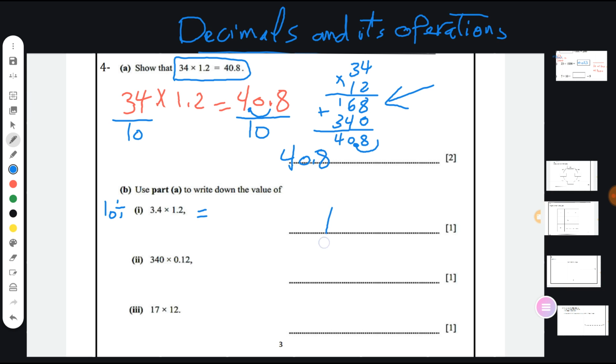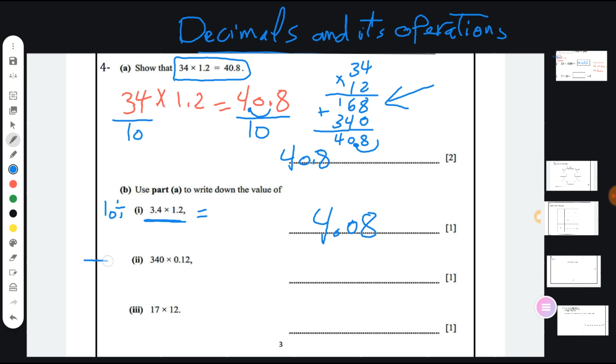So the number will be 4.08. Because I noticed on the left-hand side he moved the point for 34; instead of writing 34, he wrote it as 3.4. How did he do it? He divided by 10 to move the point one place. So what I will do is the same in the right-hand side. Okay? This is what happened.